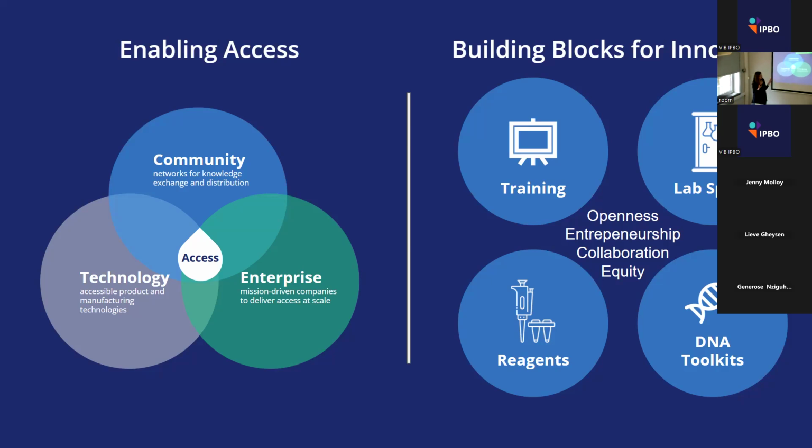So how do we think about the building blocks of what needs to be in place? I'm going to talk a little bit about toolkits for DNA for the manufacturing. If you're going to make proteins, you need the DNA that encodes for the proteins. You need some reagents to make reagents, so that's another thing. Training, and an appropriate lab space to do this work.